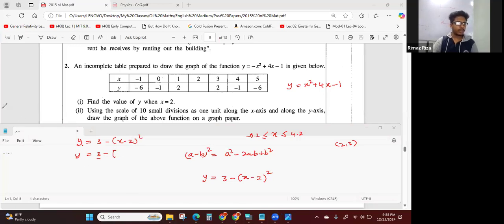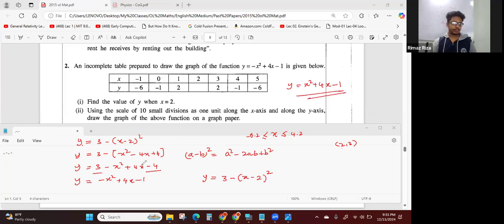Okay, so now we'll expand this and see x squared minus 2 into 2, 4x plus 4. So therefore y equals 3 minus x squared minus 4x plus 4. Y equals minus x squared plus 4x plus 3 minus 4, which is minus 1. So you get the same one.